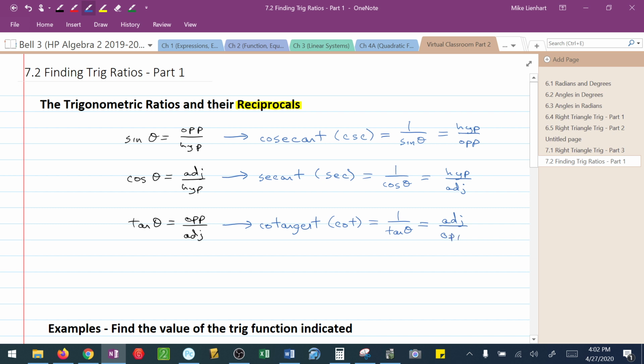over opposite. So again, sine, cosine, and tangent are our three trigonometric functions. The reciprocal of sine is cosecant, the reciprocal of cosine is secant, and the reciprocal of tangent is cotangent.